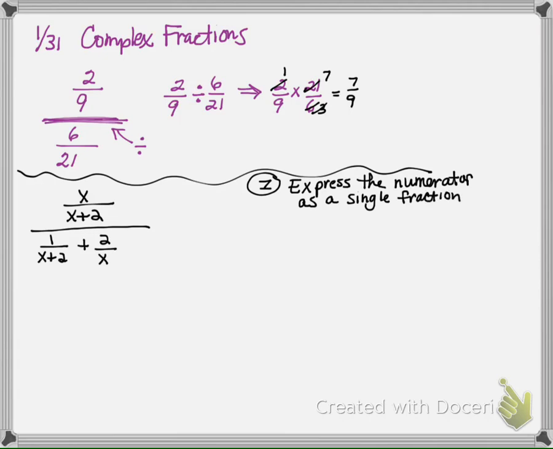Now, in this first example, is the numerator already a single fraction? It is, isn't it? X over x plus 2. It is a single fraction. So, step 1 is done for us at this point. Sometimes you might have to add or subtract to create that single fraction. But in this case, it's done for us. Now, step number 2, what do you think step number 2 is? Yeah, do the same thing but for the bottom. Express the denominator as a single fraction.